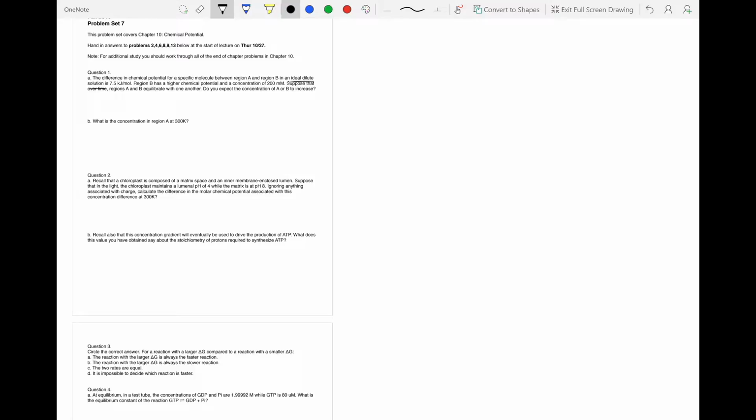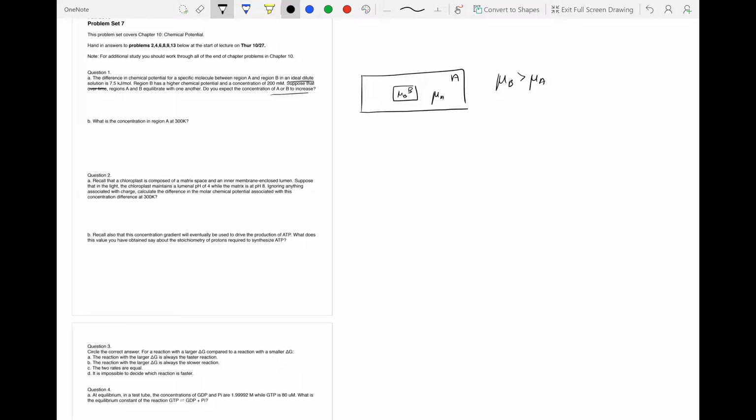Suppose that over time, regions A and B equilibrate with one another. Do you expect the concentration of A or B to increase? So you're going to want to think of this as a certain region A. Let's see. We have region B, so region A and region B. So this is going to have a higher chemical potential and a lower. So we're going to denote this as B being larger than A.